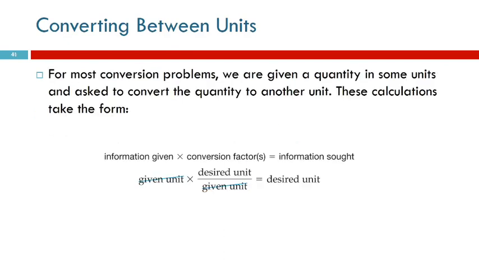So generally, we have a quantity with a unit, and we're asked to convert it to something with a different unit. And these are going to take this general form. They're giving you some information. You're going to apply a unit conversion factor to get the information that's asked for. So the given unit times the conversion factor. The conversion factor is the relationship between the desired unit and the given unit. And then the given units cancel out to give us the desired unit.